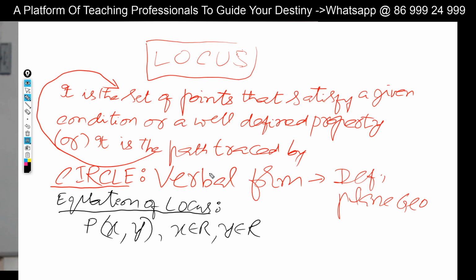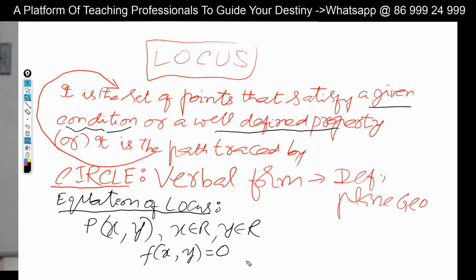Whatever the verbal form of the geometrical figure is there, it will be converted to algebraic form by applying the given condition or a well-defined property. By applying those conditions, the equation to the locus, you will get it as a function of x comma y is equal to 0, that is f of x comma y equals 0.